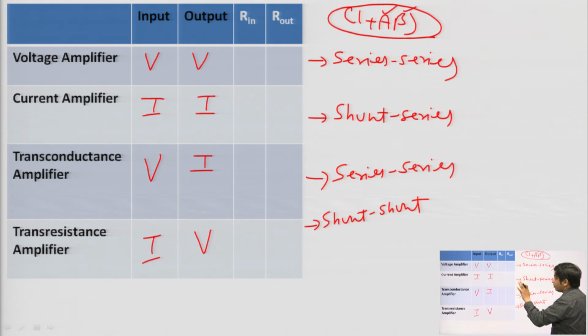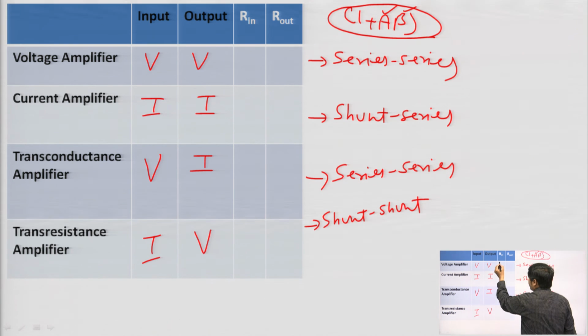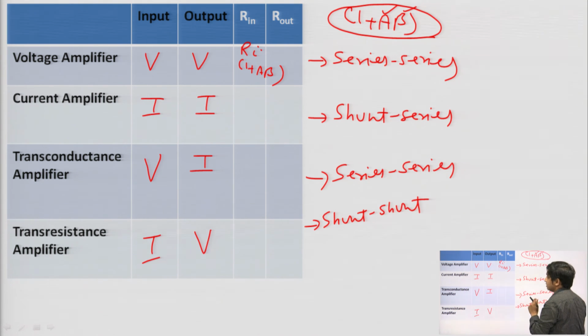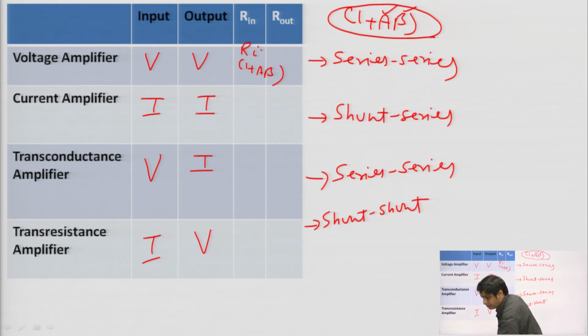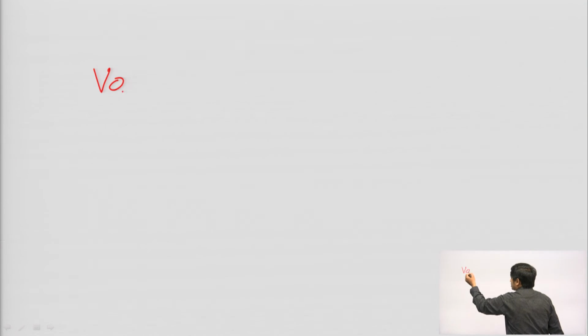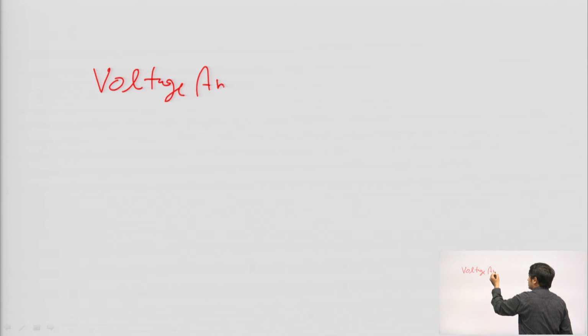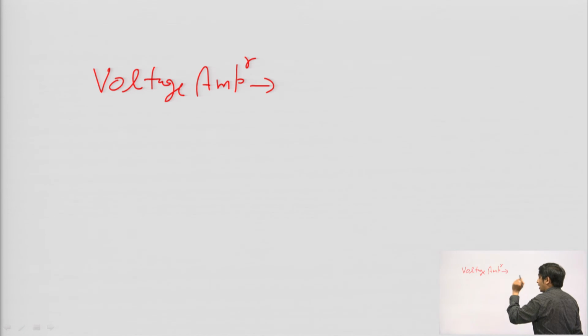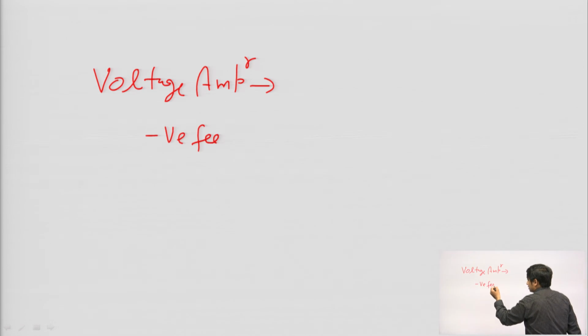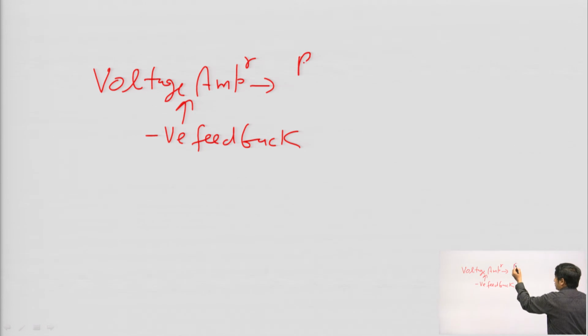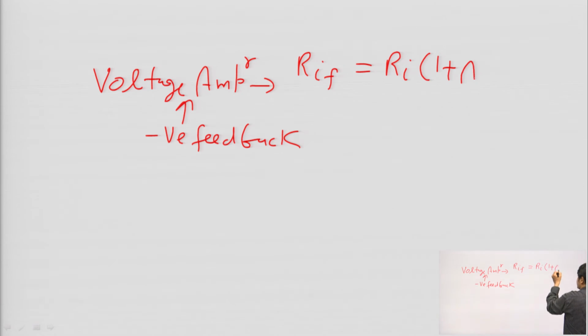So, the point is that in a voltage amplifier, the input resistance with feedback will be equal to Ri into 1 plus A beta, and the output resistance will be reduced by the factor 1 plus A beta. So, in the case of a voltage amplifier, when we apply negative feedback, the input resistance with feedback will be equal to Ri into 1 plus A beta. Ri is the input resistance without feedback.